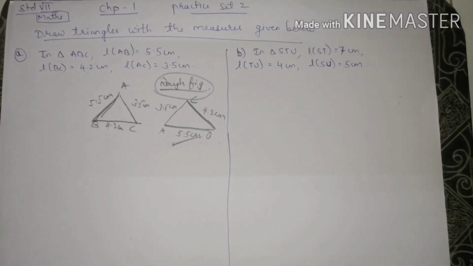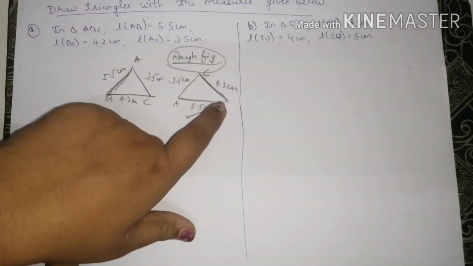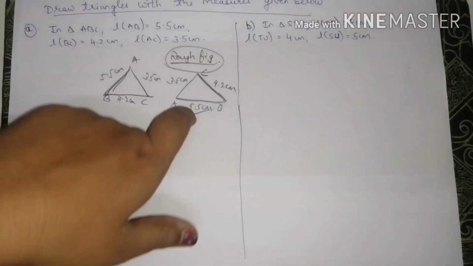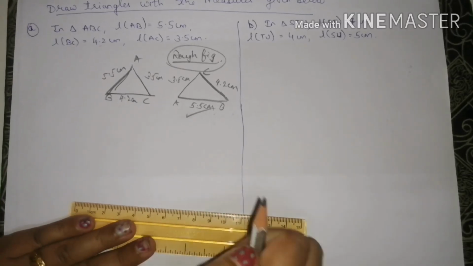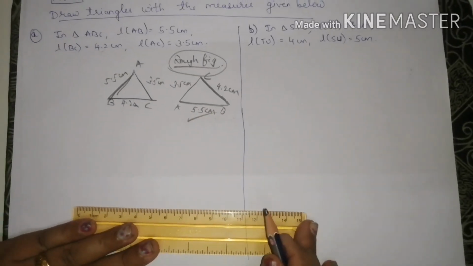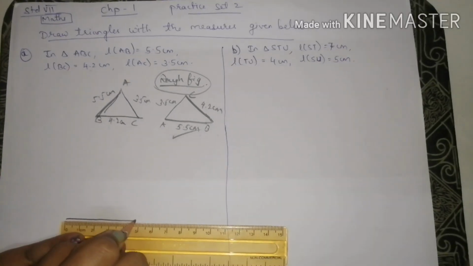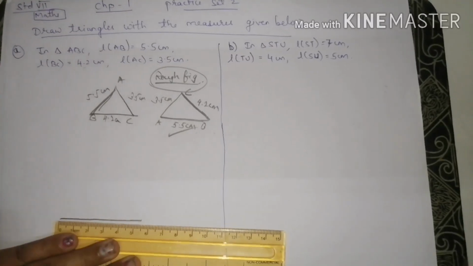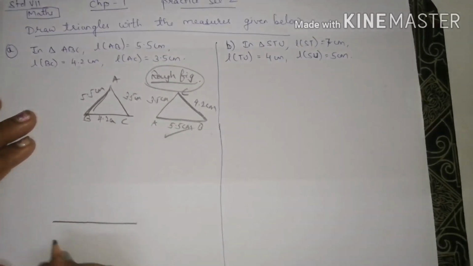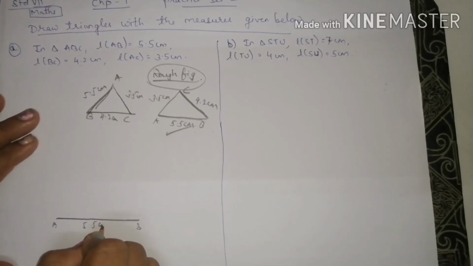Now let's draw the fair figure. For drawing the fair figure, always start with the base. What is the base? AB, 5.5 centimeters. So take a scale. In the scale, draw the base AB 5.5 centimeter. So from 0, after 5, 1, 2, 3, 4, 5. So this is 5.5. This is your base AB. How much is it? 5.5 centimeter.